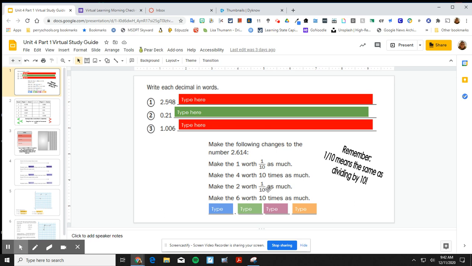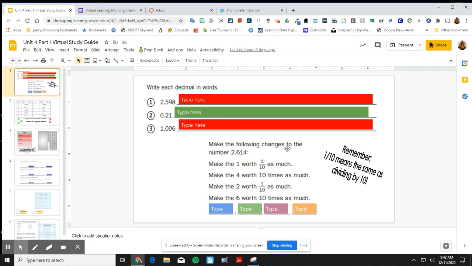The next part is all about place value. And remember, 1/10 as much means the same as dividing by 10. So when we're looking at this, remember, I put this over to the right because when we do 1/10, we are actually moving to the right. And then if we were to multiply, we're going to move to the left.